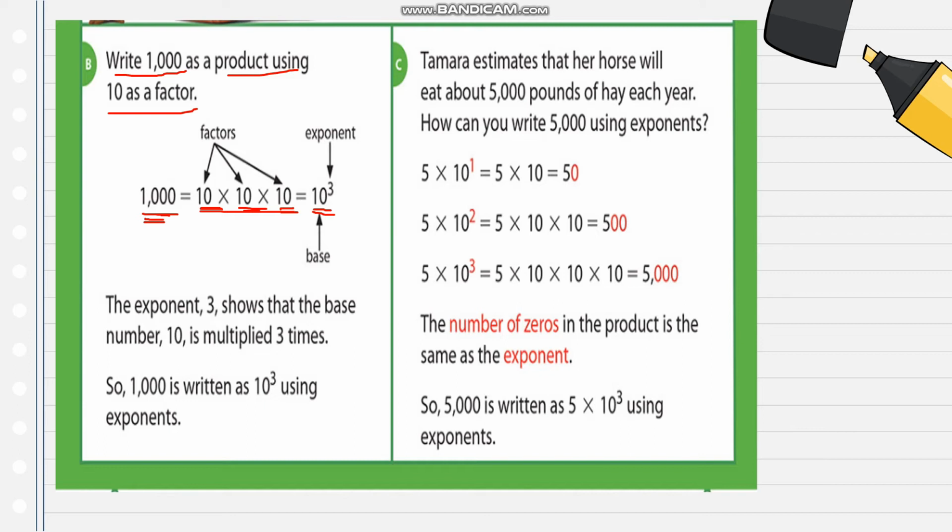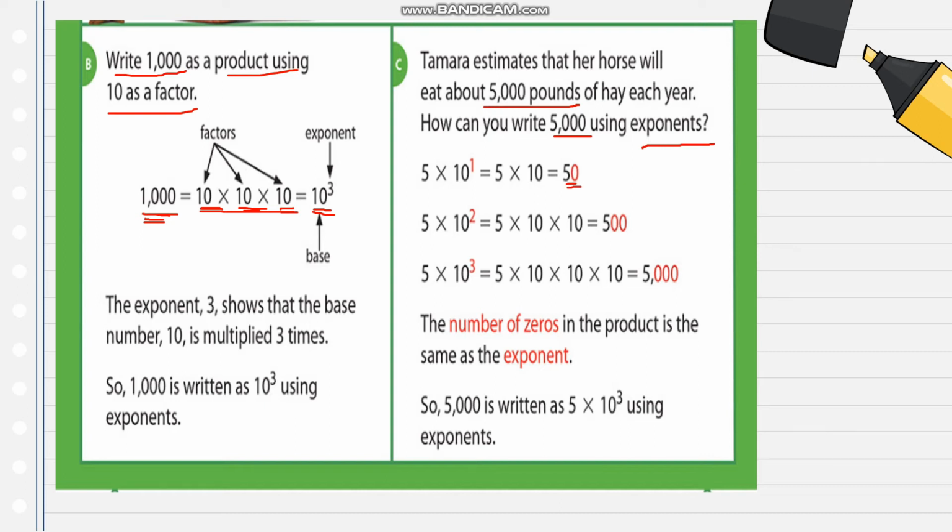So the exponent 3 shows that the base number 10 is multiplied 3 times. So 1000 is written as 10 cubed using an exponent. So Tamara estimates that her horse will eat about 5,000 pounds of hay each year. So how can you write 5,000 using exponents? So using the pattern, if that is 5 multiplied by 10 to the first power, it means 5 multiplied by 10 is equivalent to 50.